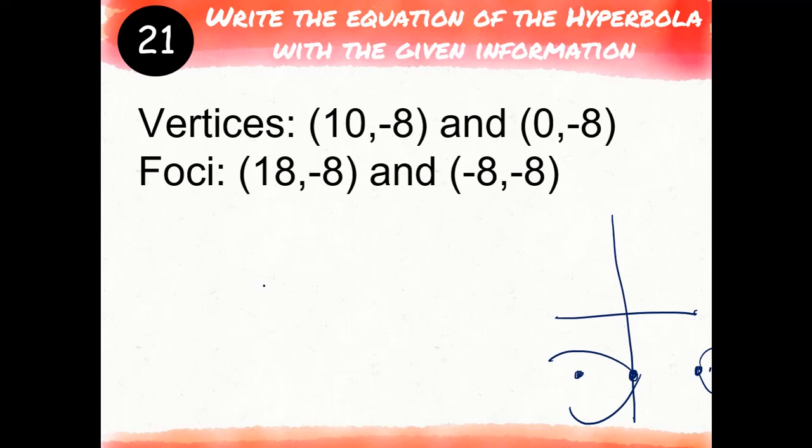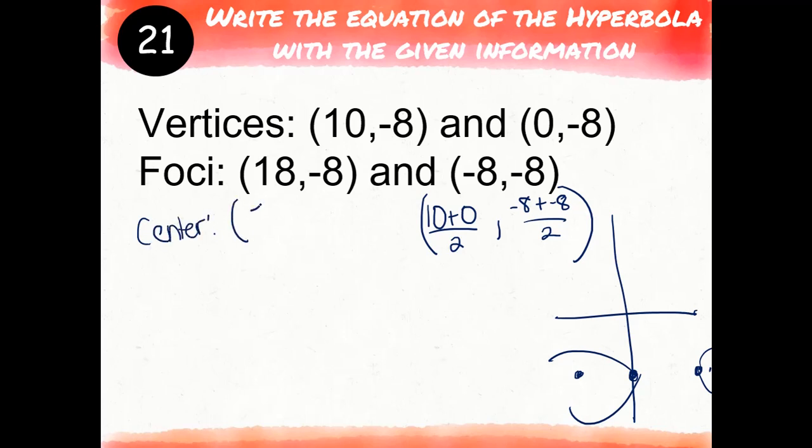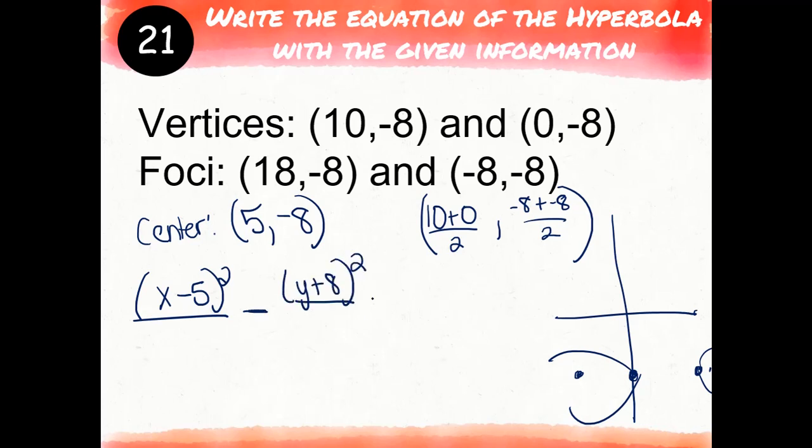So this guy's left and right. So the x has got to come first. But I need the center again. So let's find the middle of the vertices. Or you can find the middle of the foci too, it doesn't really matter. 10 plus 0 divided by 2, and negative 8 plus negative 8 divided by 2. 10 divided by 2 is 5. So the center is at 5, comma, negative 8. So I'm going to start writing my equation. Since it's left and right, x does have to come first. So x minus 5 squared over, minus y plus 8 squared over, equals 1.